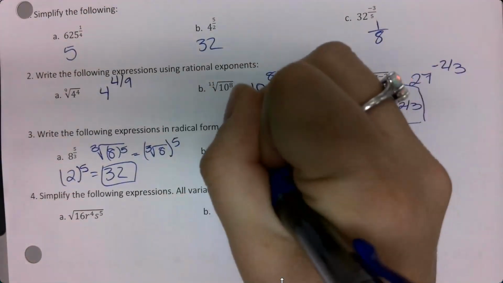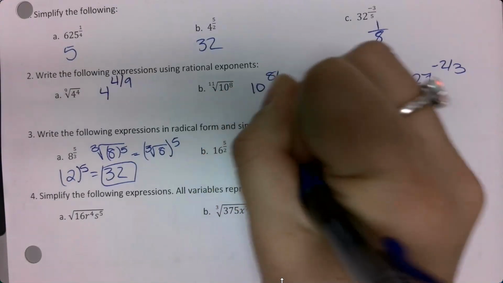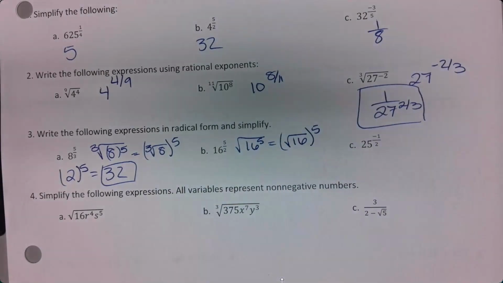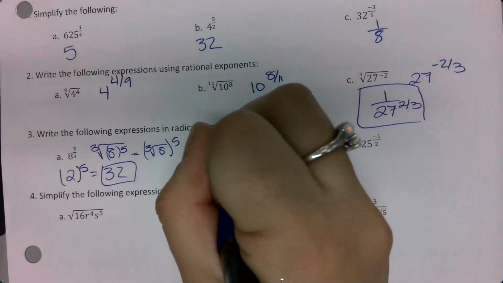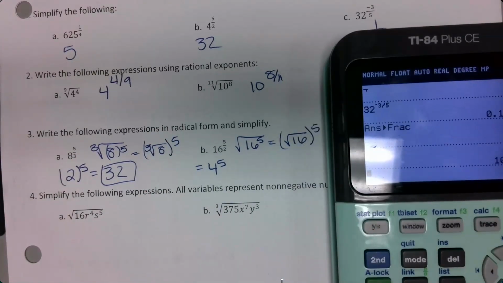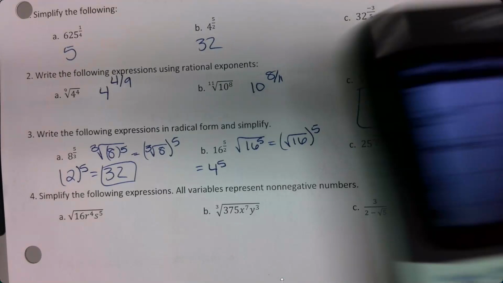Same thing on b, so I have the square root of 16 to the 5th power. I can rewrite this as the square root of 16 and then raise that to the 5th power. The square root of 16 is 4. I don't know 4 to the 5th power. That gets me 1024.